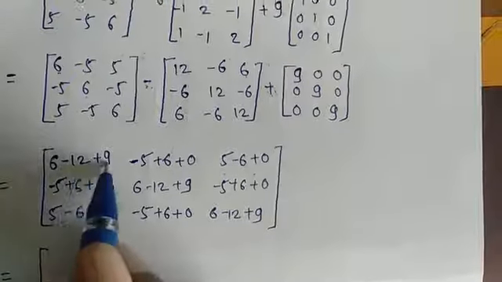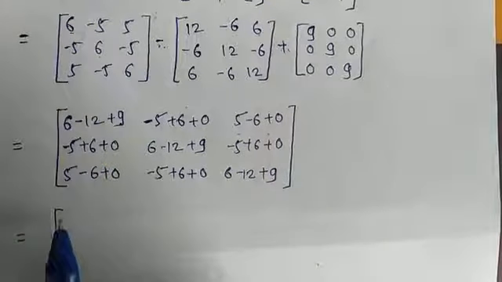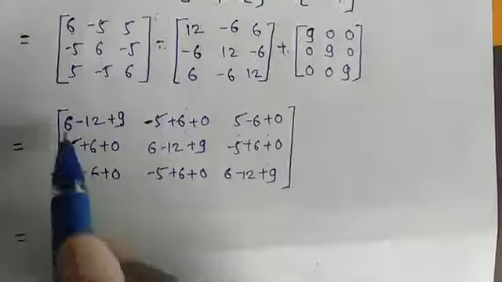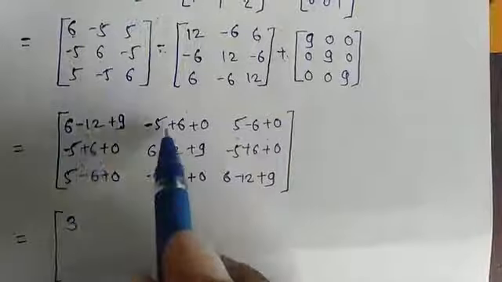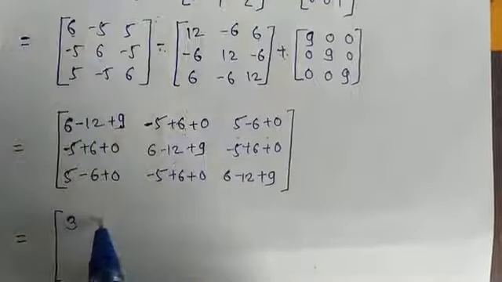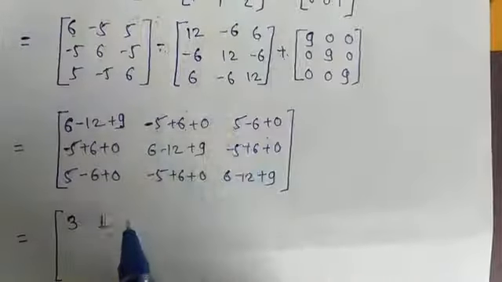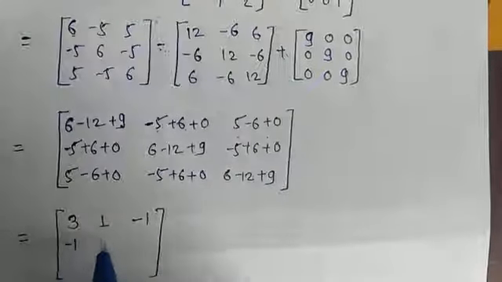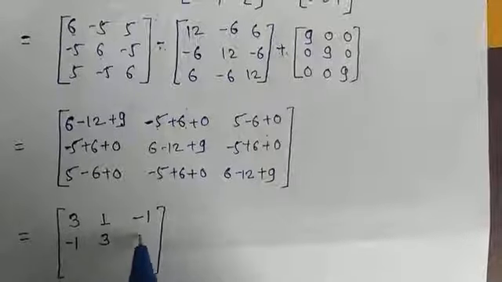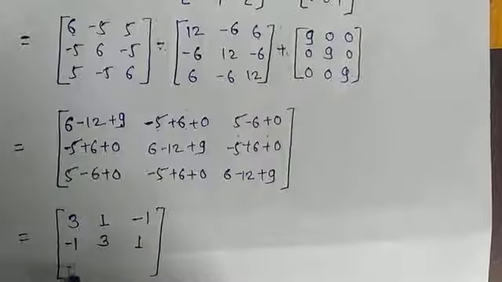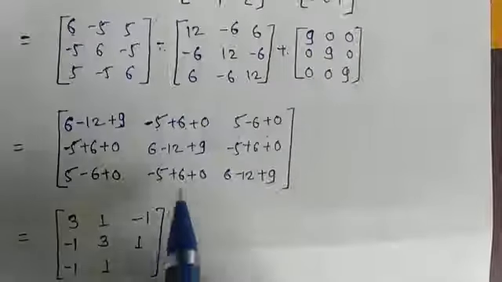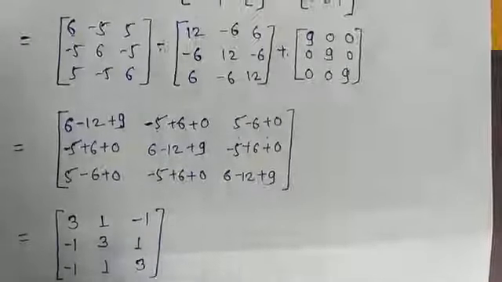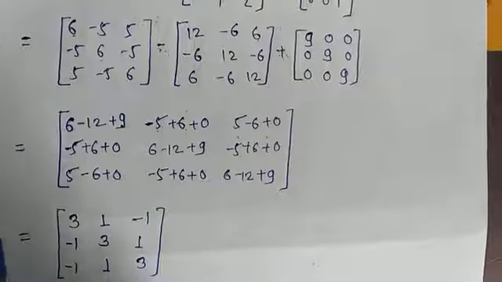So our calculation is 6 plus 9 is 15 minus 12 is 3. Here minus 5 plus 6 is 1. 5 minus 6 is minus 1. Again it is minus 1. It is 3, 1. It is minus 1, 1. It is 3. Which is our 4A inverse.